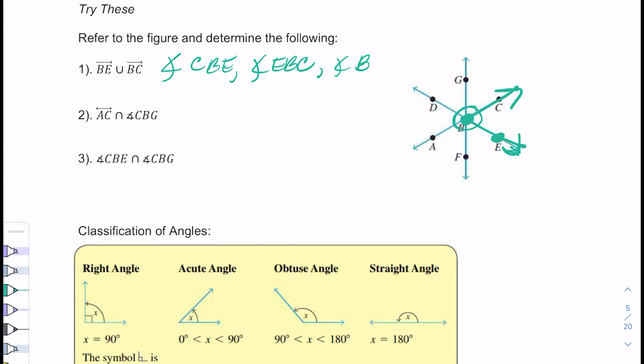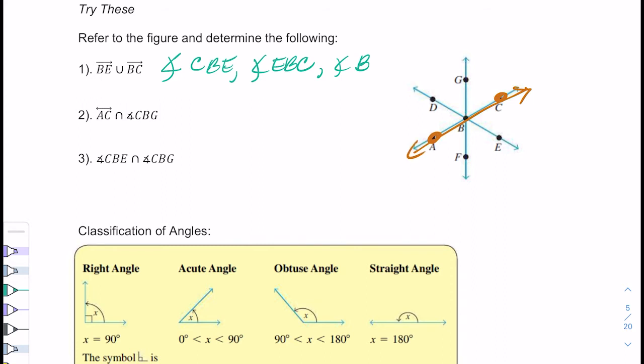In number 2, they want line AC intersects angle CBG. So line AC is this line here, and angle CBG. Where do they intersect at? It might help if I do it in two different colors. So let me change colors here. First we've got line AC, so that's this line right here.